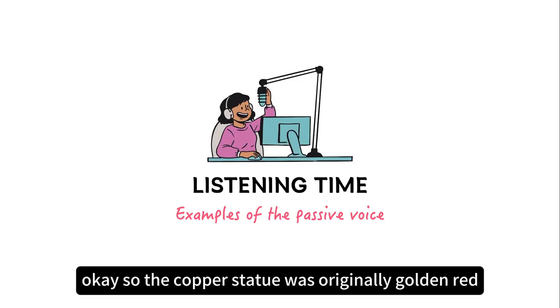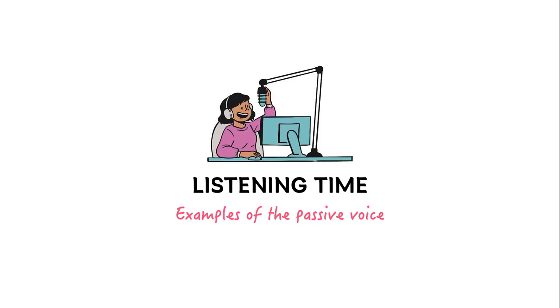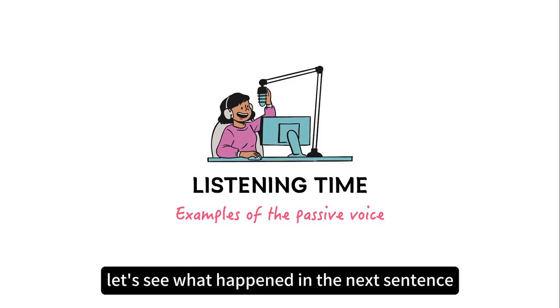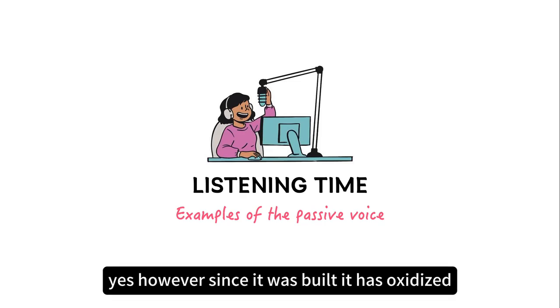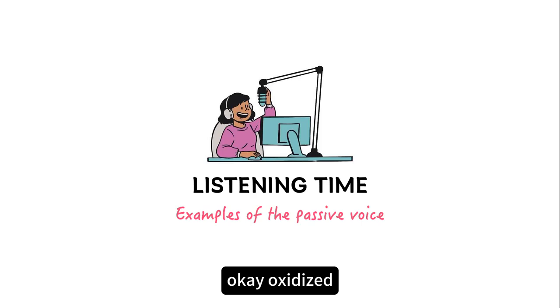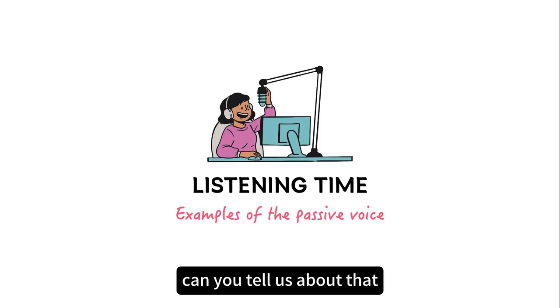Okay. So the copper statue was originally golden red, but something has happened to that in time. Let's see what happened in the next sentence. Yes. However, since it was built, it has oxidized, giving it the distinctive green colour we see today. Okay. Oxidized? Can you tell us about that?